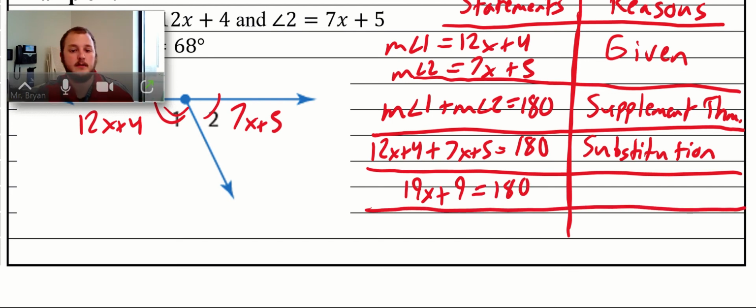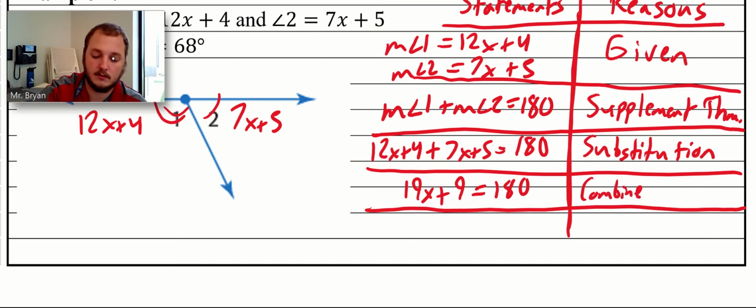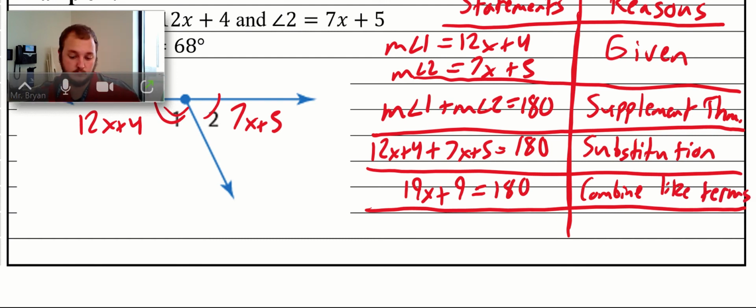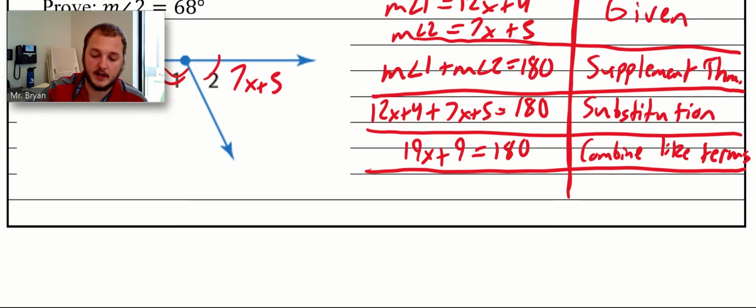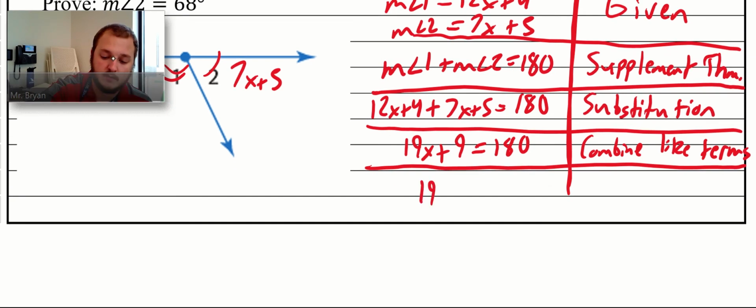My reason for that, it's not the addition property, but since I added things on the same side of the equation, that's what we call combining like terms. So combine like terms. All right, and then we continue. Hopefully we understand we should subtract 9 from both sides here. So when I do that, I get 19x by itself. And on the other side of the equation, 180 minus 9 is going to be 171.